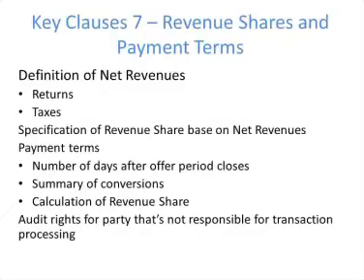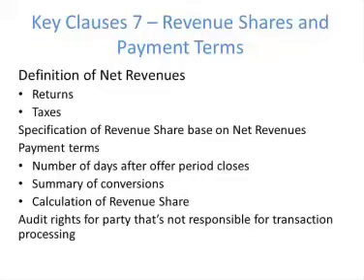Key clause 7, actually a couple of related clauses, revenue shares and payment terms. There needs to be a definition of net revenues in the JV agreement because net revenues is the figure that the revenue share is based on. The formula is typically gross revenues less returns and taxes equals net revenues, and from the net revenue figure, we'll then calculate the revenue share.